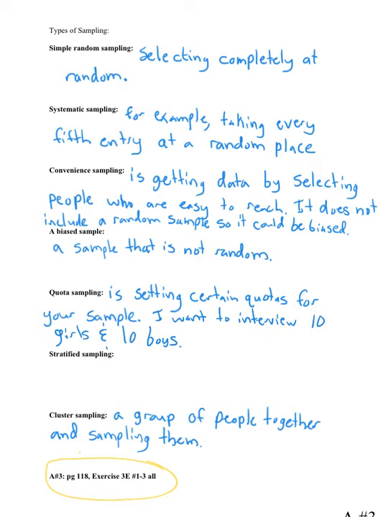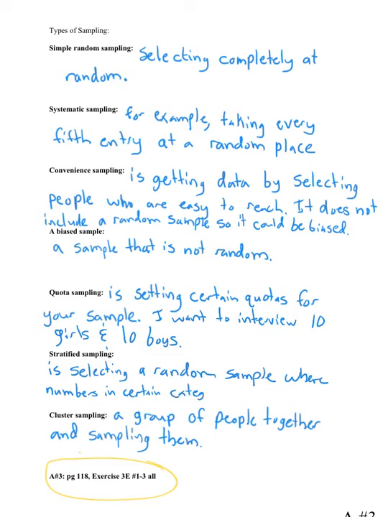Okay, and then the last one is called stratified sampling, and that is selecting a random sample where numbers in certain categories are proportional to their numbers in the population. Okay. So what's an example of that one?